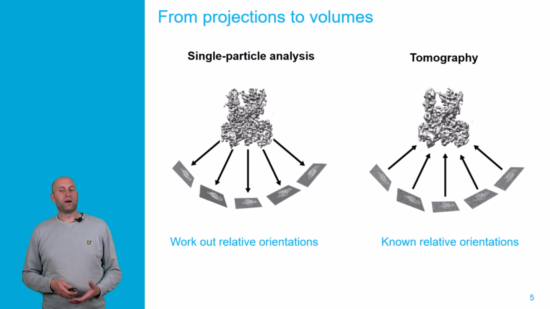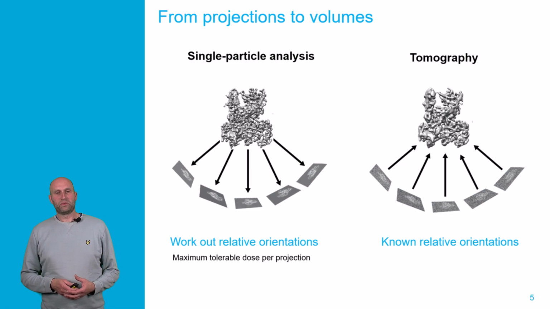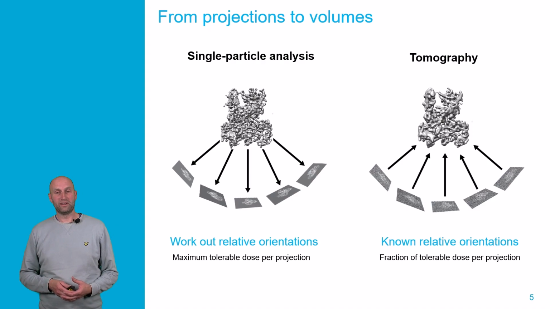Now, you may wonder why we do not always follow that approach, and it of course comes with a trade-off. In single particle analysis, we can apply the maximum tolerable dose for each of the projection images that we obtain. In tomography, we need to distribute that dose over many projection images that we need to record under different orientations of the object, which means that each of these projection images individually has a lower signal-to-noise ratio.